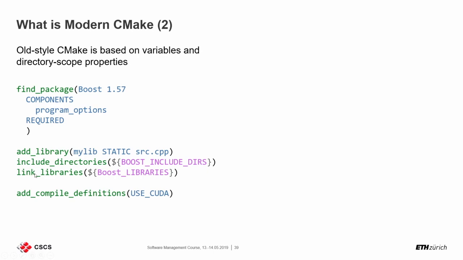Okay, the include directories and the link libraries and also the add compile definitions, all of them are not bound to a certain target. So when we set use CUDA, this define will be applied to all targets in this directory where the CMakeLists.txt is. And also the include directories will be, so boost is basically linked to all targets in this directory.